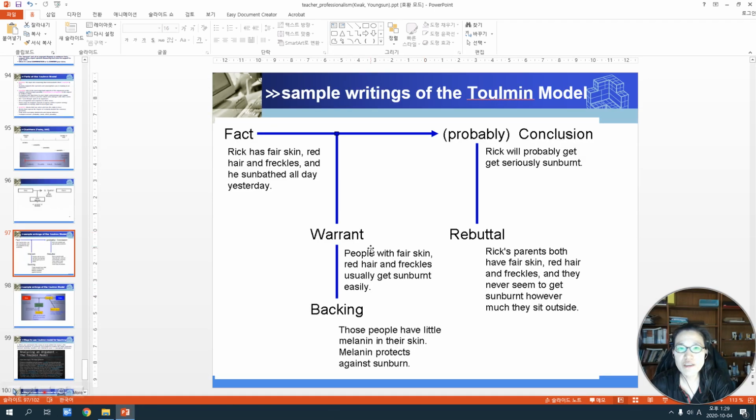So this one shows an example of writing with Toulmin's argumentation model, starting from the fact: Rick has fair skin, red hair, etc. And then you make a claim. It's also called a conclusion: Rick will probably get seriously sunburnt. And there is a qualifier, probably, the strength of your claim. And there is a warrant. Why is that? It connects the fact and the conclusion. And there is more warrant, which is called backing, and there is a rebuttal, which acknowledges an opponent's or another position's claim. Someone could say that, but still my claim is true based on the warrant.